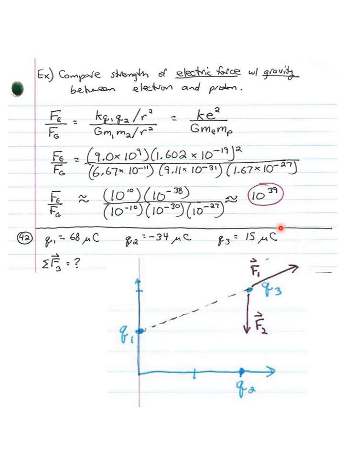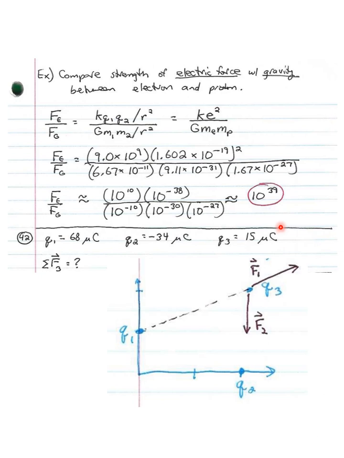So that is how much stronger between a proton and electron the electric force of attraction is over gravitational, which is why when we talk about electric charges, we don't deal with the gravitational attraction between them, because the Coulomb force is by far overwhelming, by more than a trillion times.